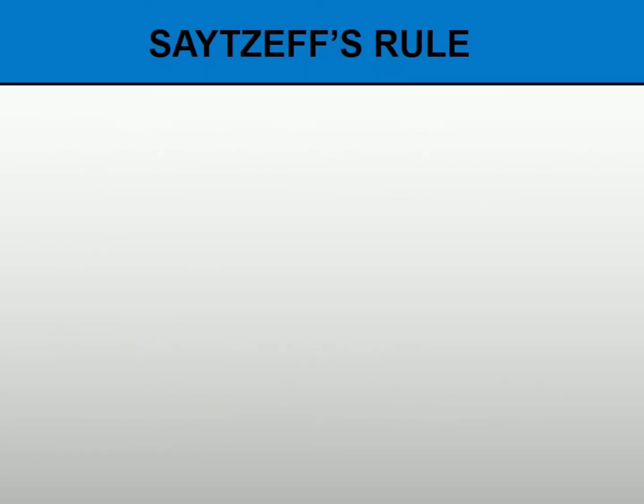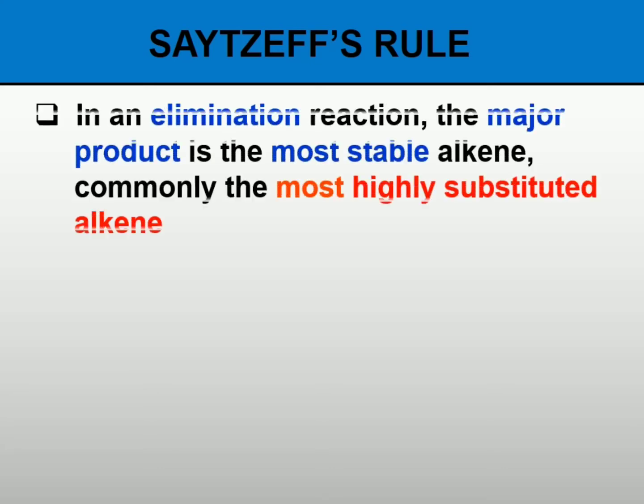Sometimes in the dehydration of alcohol, we might produce more than one product. So here come Saytzeff's rules, which are important to tell us which one is the major or minor product. In an elimination reaction, the major product is the most stable alkene, which is the most highly substituted alkene.